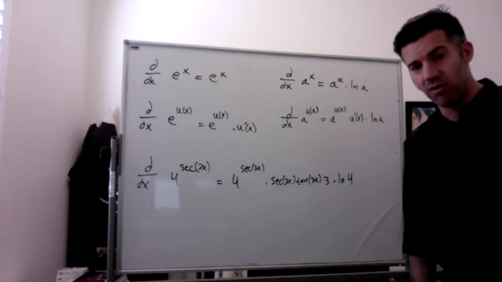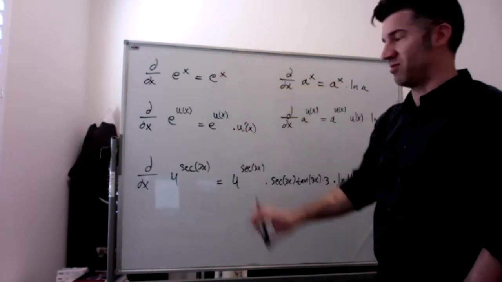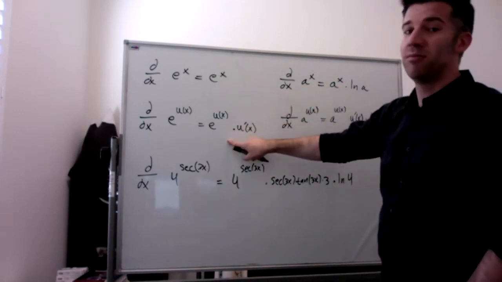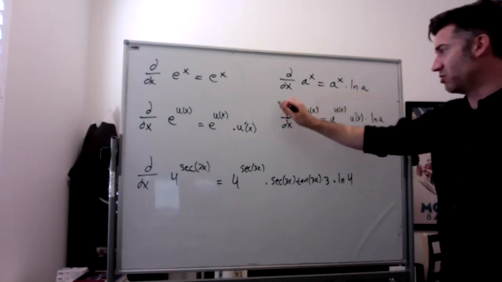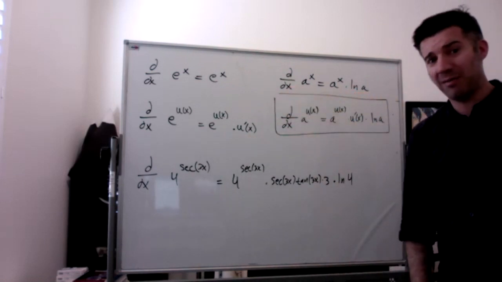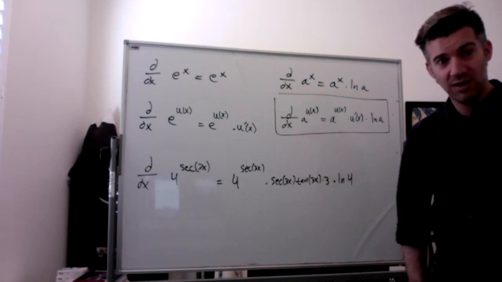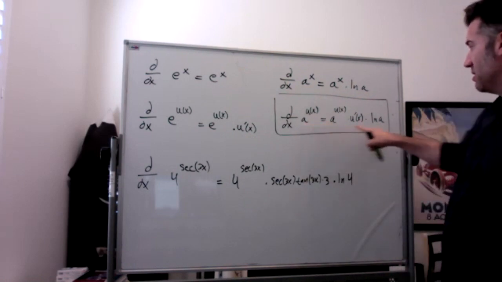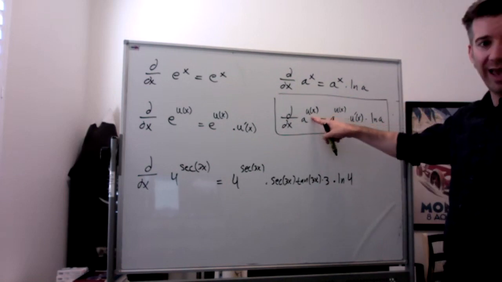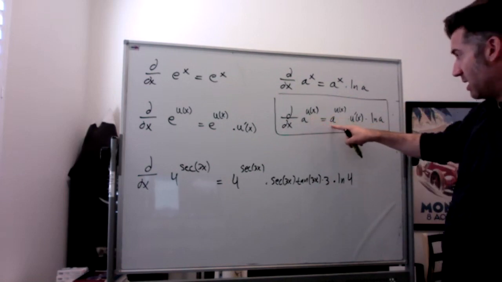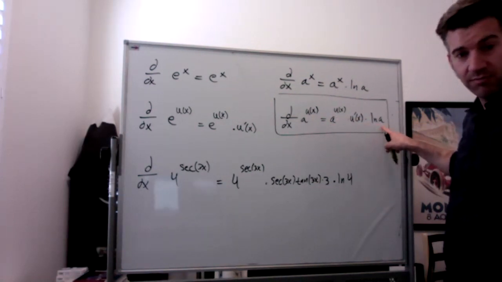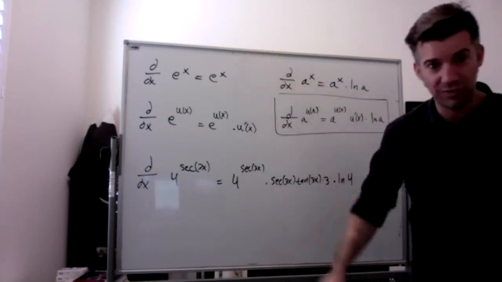It's not terrible once you recognize that all these patterns are really the same pattern. Really, all of these rules are encompassed in this one last rule. So if you had to remember just one of them, that's the one to remember. Right? Because if your base is e, then natural log of e is just 1, and that goes away. And if your exponent is just x, then you get a to the x times the derivative of x, which is just 1, times natural log of a. So this rule will get you all those rules.